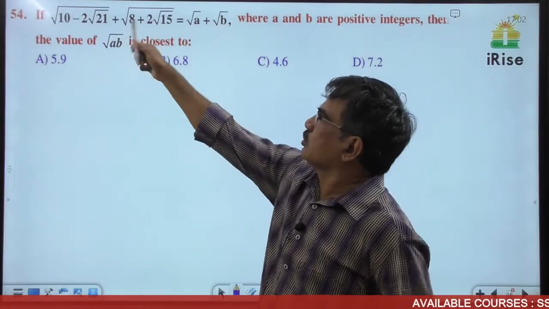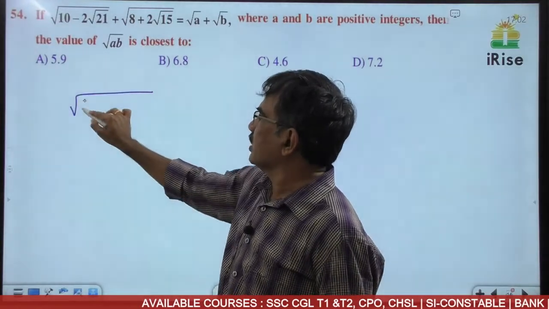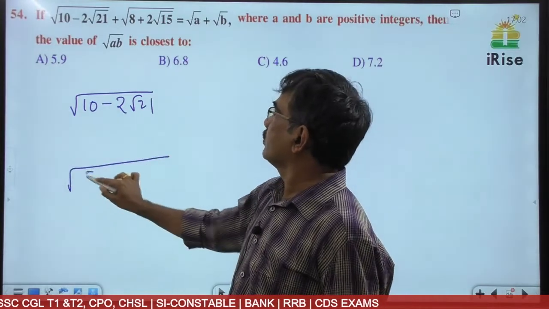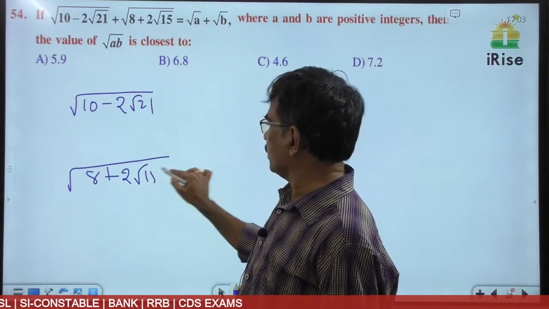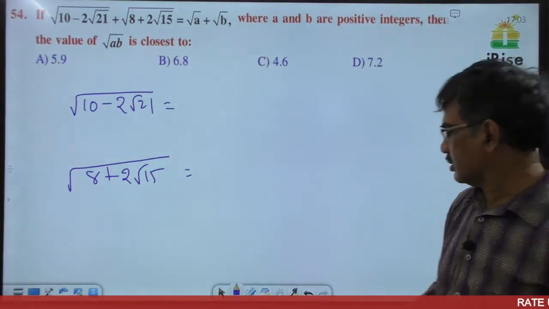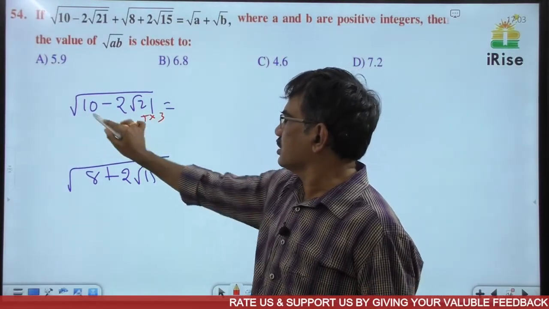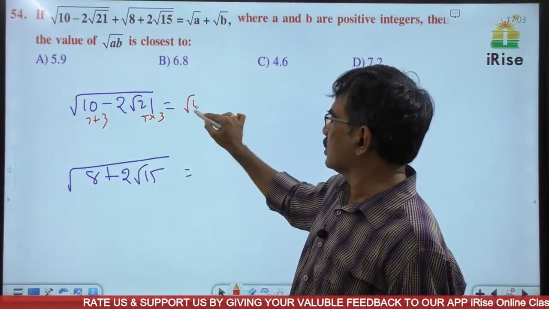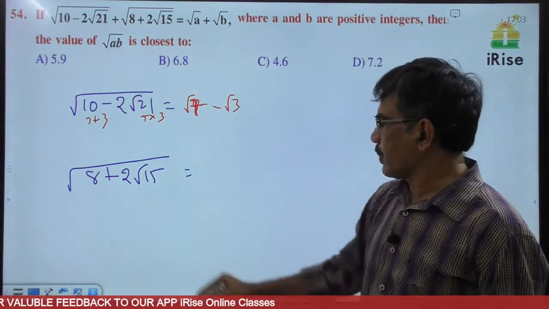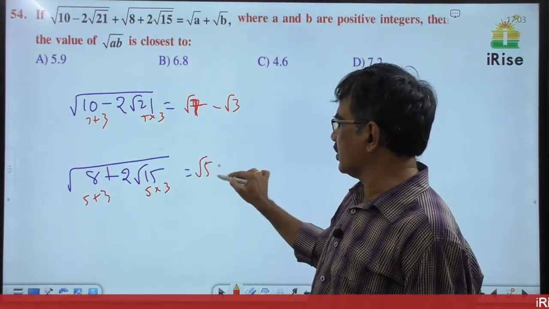Here these two, again it is related to square roots. What is square root of 10 minus 2 root 21 and what is square root of 8 plus 2 root 15? After finding these two, simplify this, add. Here the first part is, this is 7 into 3, this is 7 plus 3. So this is root 7 minus root 3, first part. This is 5 into 3, this is 5 plus 3. So this is root 5 plus root 3.